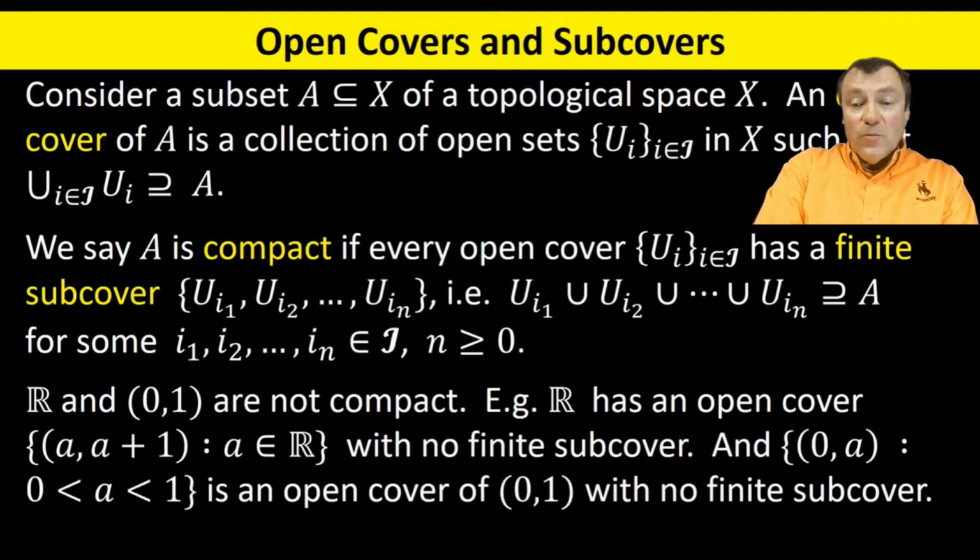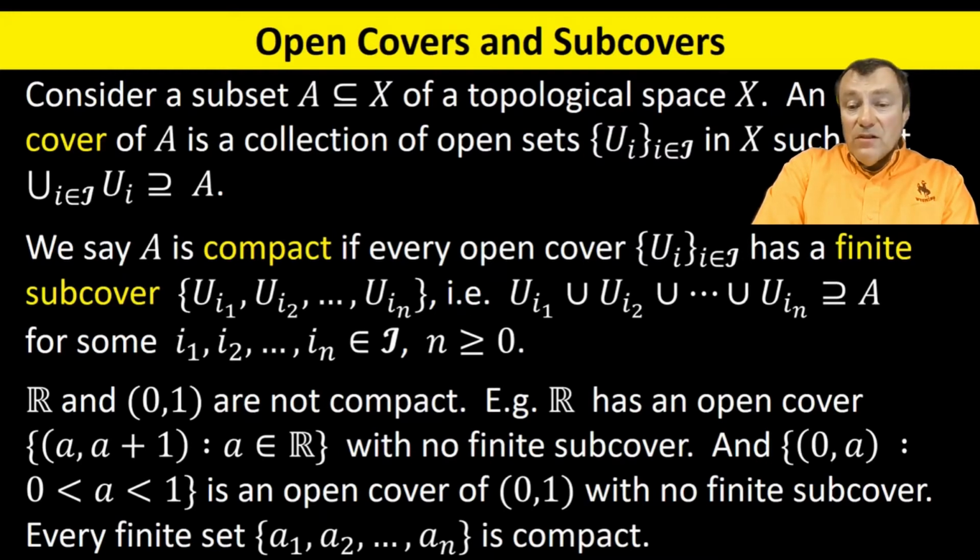And to see that the open interval (0,1) is not compact, consider the open intervals with left endpoint 0 and right endpoint strictly between 0 and 1. These cover the open interval (0,1), but clearly no finite subset of these will ever cover the entire interval (0,1). For any finite subset of these intervals, their union will be an open interval of length strictly less than 1.